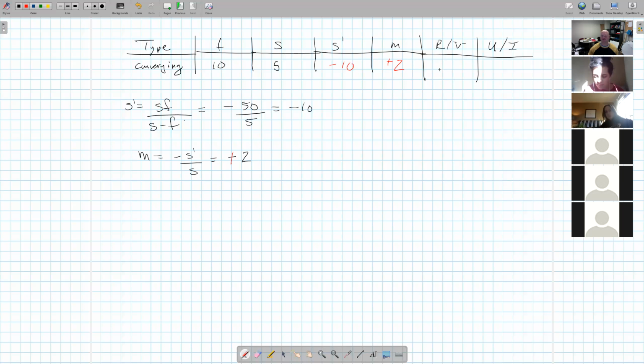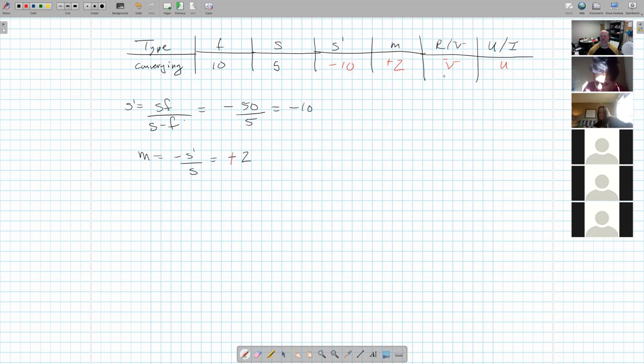Real or virtual. So in this case, from here, what we know is that since the image distance here is negative, that means it has to be a virtual image. Right? So what it means is that it's behind the mirror or the lens, on the opposite side of which the light is going to, which means that this thing is virtual. And since the magnification is positive, that means it has to be upright.